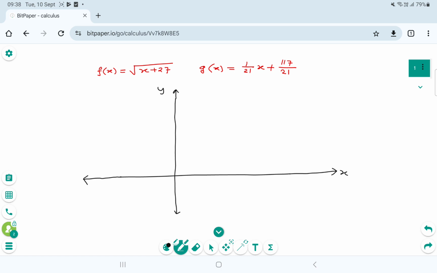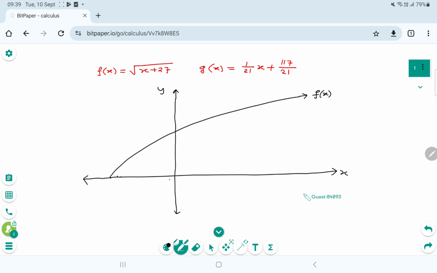So now I'm drawing the function first, f(x) equal to square root of x plus 27. This is the square root of x. Basically, we know how the square root of x is defined. It starts from 0 and is defined to the right side of 0, something like this. Then 27 units we have to move this side, like this. So this is my function f(x).